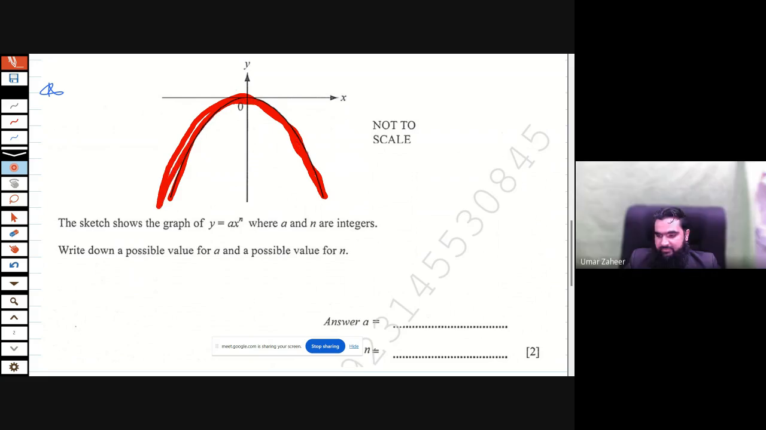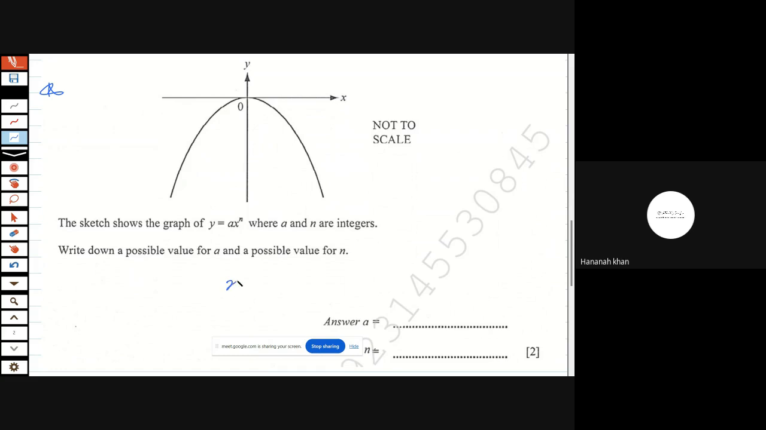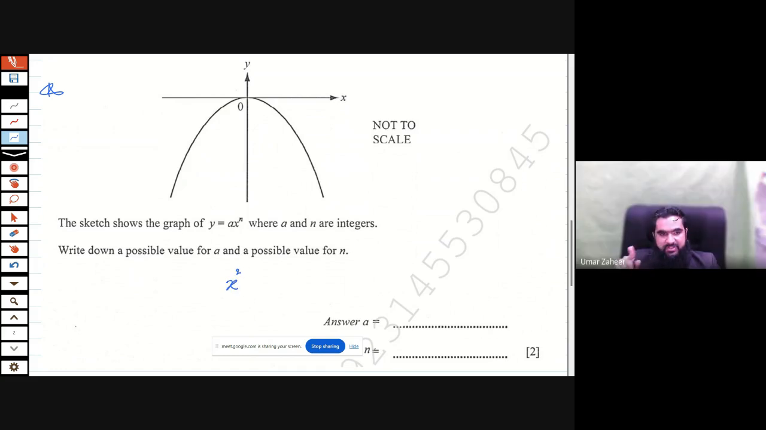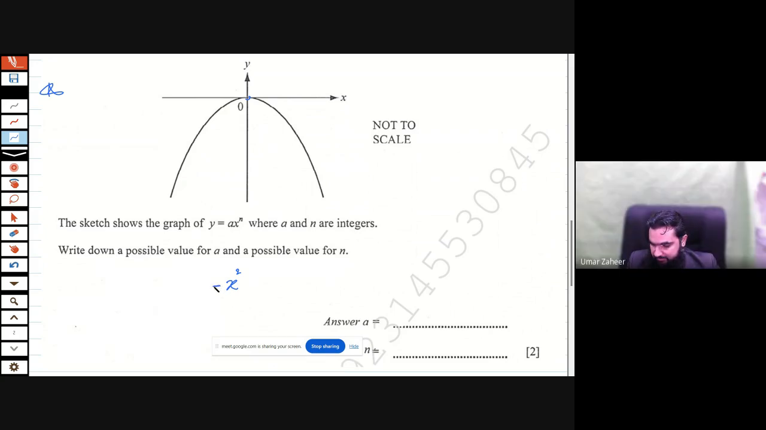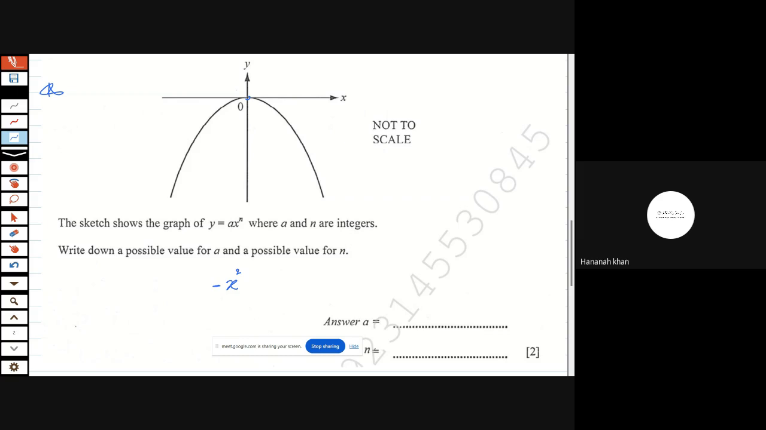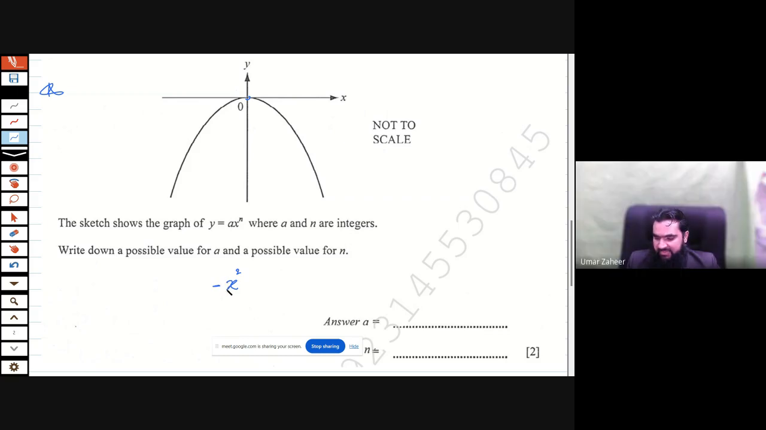This is the graph of a parabola. Parabola means x is squared, and it is upside down and passes through the origin. So the coefficient of x squared must be negative. It can be any value, 2, 3, 4, but I'm just going to take 1, because it's just going to look like that. So you have to find the value of a. The value of a is going to be -1, and the value of n is 2.